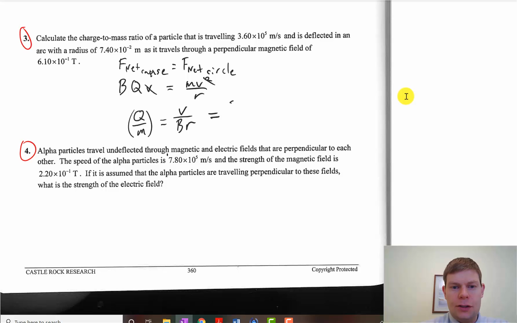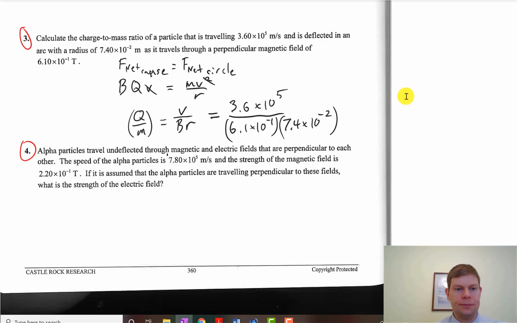We've got our velocity, 3.6 times 10 to the 5. We've got our magnetic field strength, 6.1 times 10 to the minus 1. And we've got our radius, 7.4 times 10 to the minus 2. Plug that in, you're done. That's it.